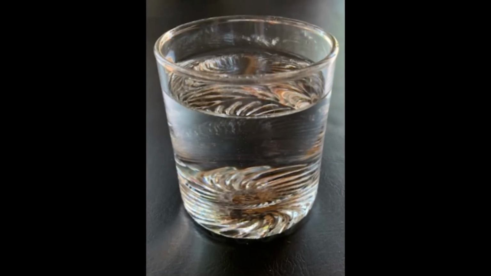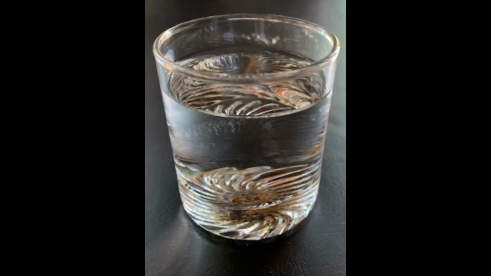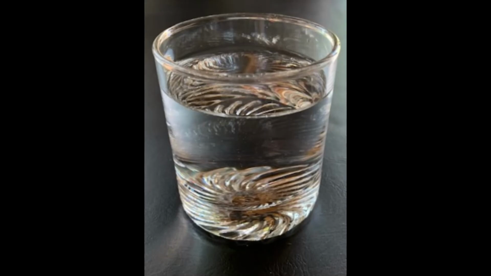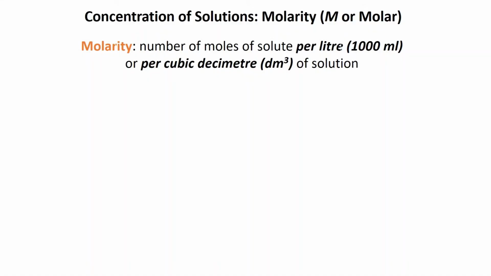Instead, I need to express the amount of glucose dissolved in the water as a concentration. Now, there are several ways of expressing concentration, but here we're going to use molarity. By convention, we define molarity as the number of moles per litre, or the number of moles per decimetre cubed of solution. Now notice that the units of 1 litre and 1 decimetre cubed are equivalent. I would tend to use litres here, as this is what you will more commonly encounter when working in the laboratory.